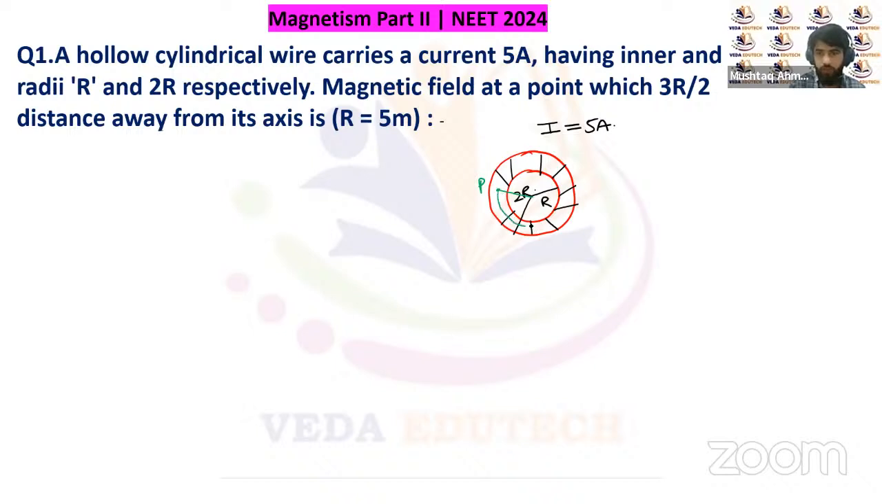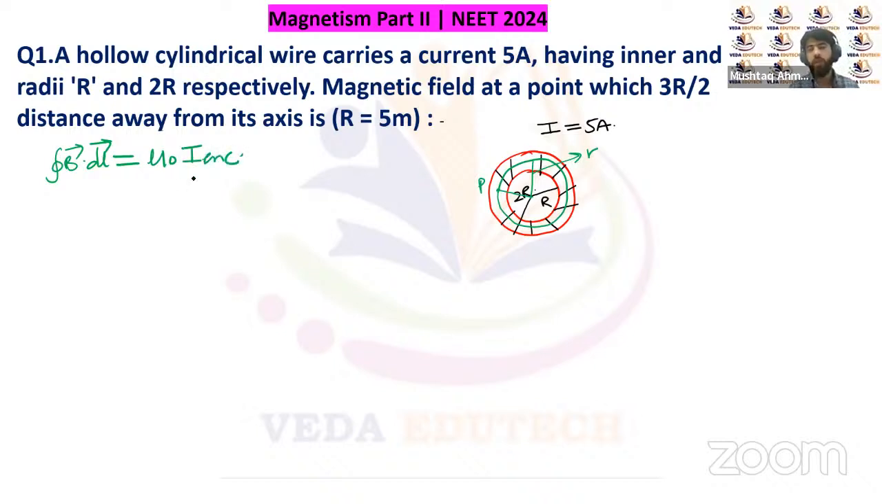So this is the Amperian loop here, right? Let's suppose the radius of this Amperian loop is small r. Now, the magnetic field at this point P will be given by Ampere's circuital law. That's integral of B dot dl will be equal to mu naught I enclosed, right?